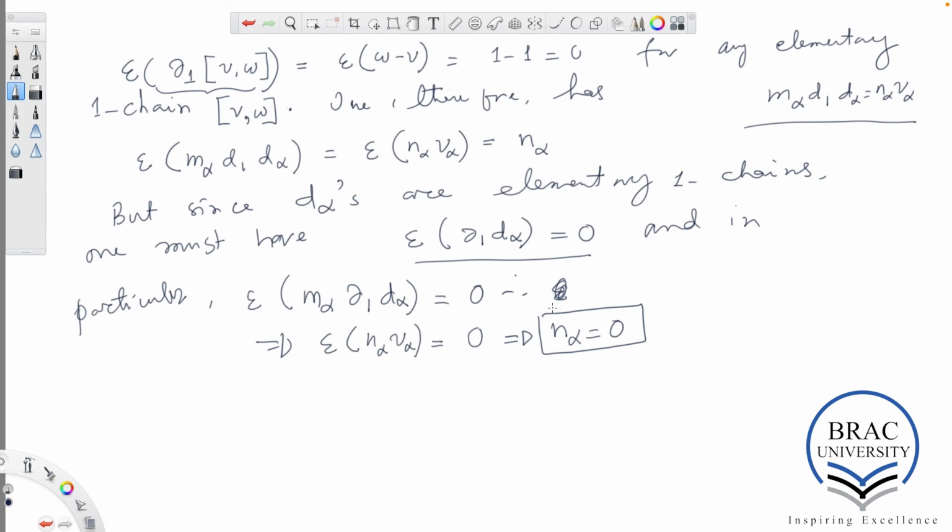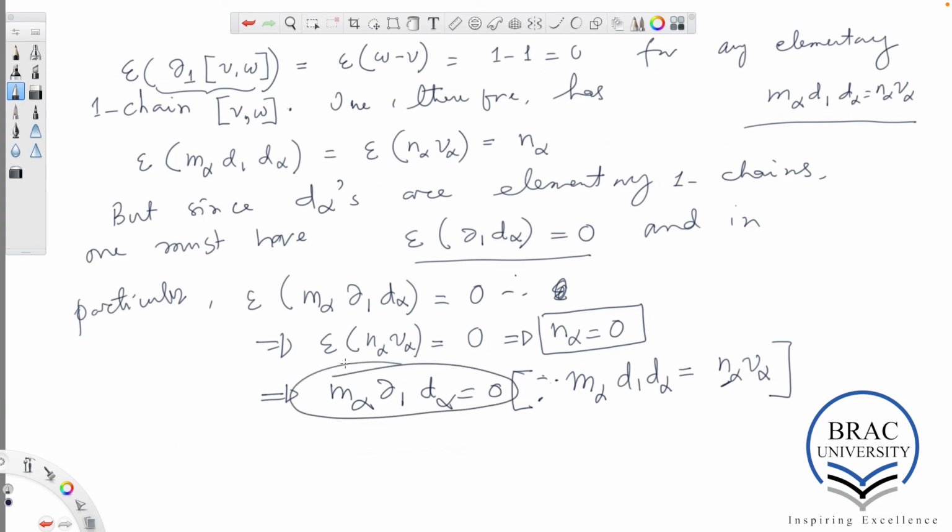This holds for each alpha, which implies m alpha delta 1 d alpha is equal to 0. Why? Because of this equality, m alpha delta 1 d alpha is equal to n alpha v alpha, right? And since n alpha is 0, this is 0. This is our equation number 3.